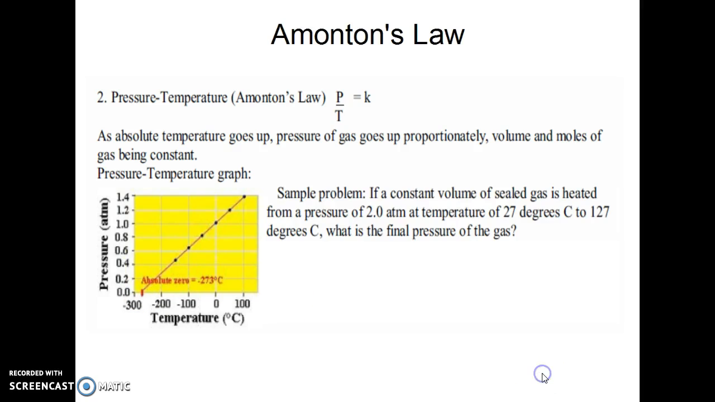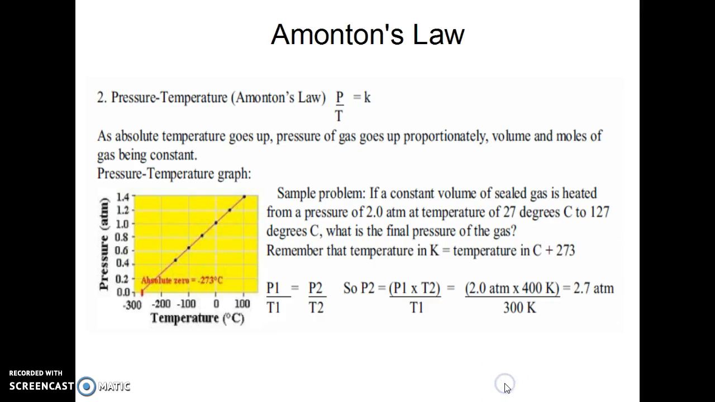Here's a problem. If a constant volume of sealed gas is heated from a pressure of 2 atmospheres at 27 degrees Celsius to 127 degrees Celsius, what is the final pressure of the gas? And here's how to solve it.